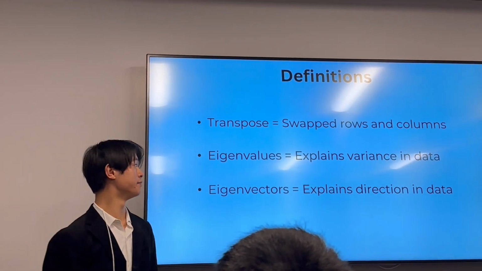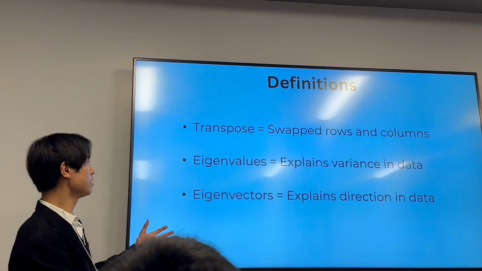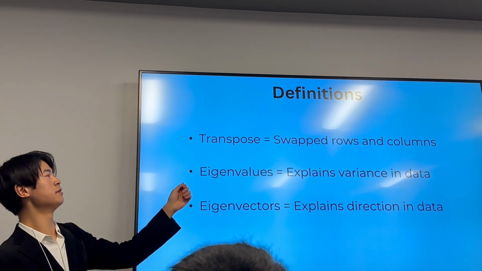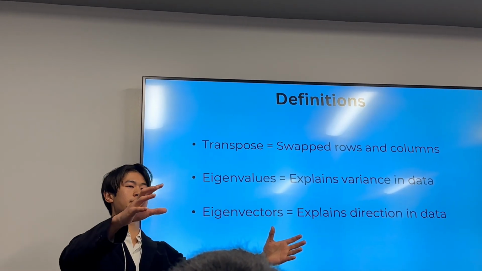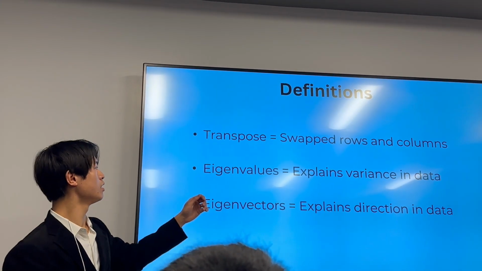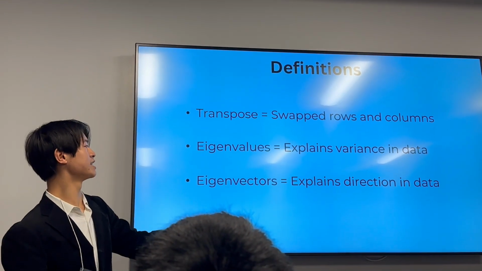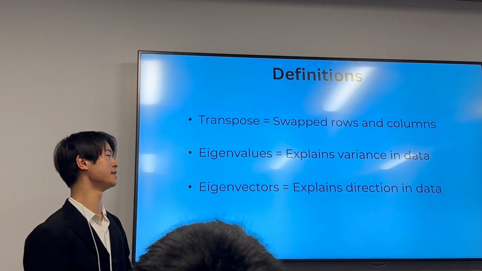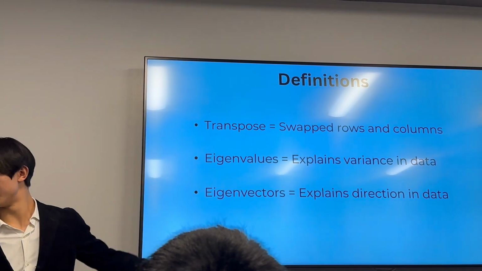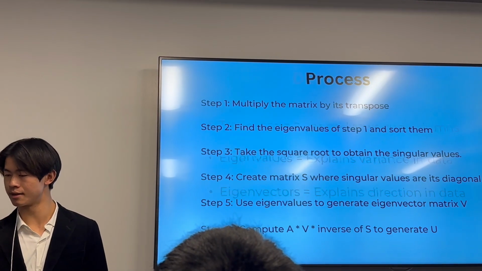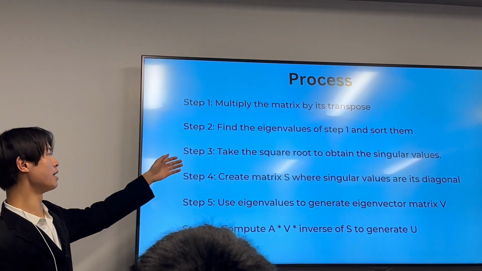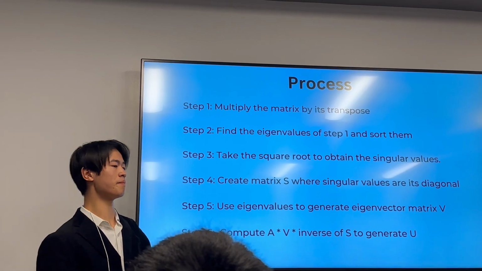Before that, I want to give some definitions again. This is kind of technical, but stay with me here. Transpose simply means swapping rows and columns. So you can think of this as turning the table on its side. And we need to know what eigenvalues are. They explain the variance in data. Then eigenvectors explain the direction in data, the direction of the vectors. So in the process of factorizing, we first multiply the matrix by its transpose. Then we find the eigenvalues of the result, and we sort them.